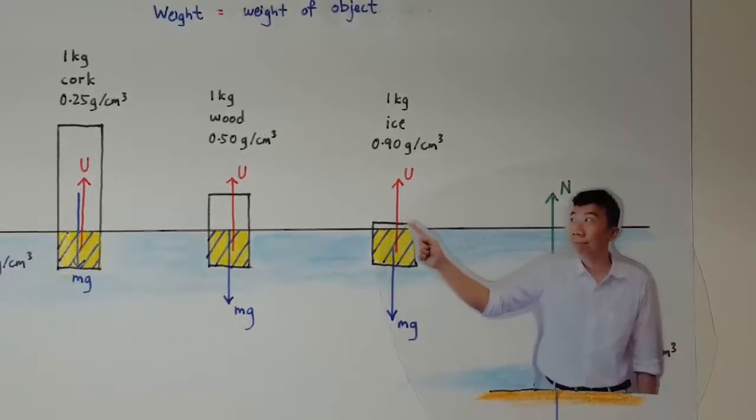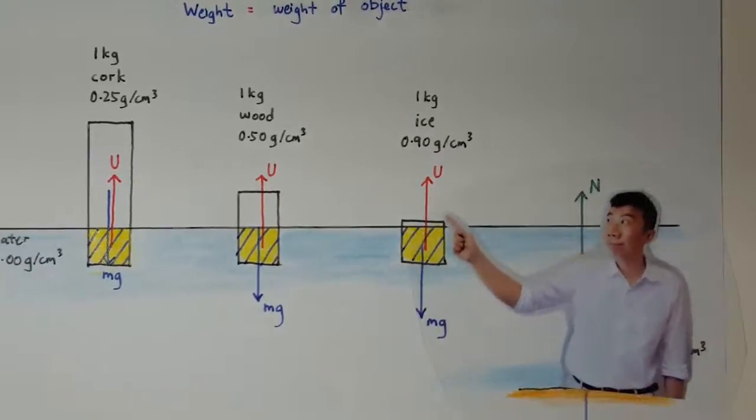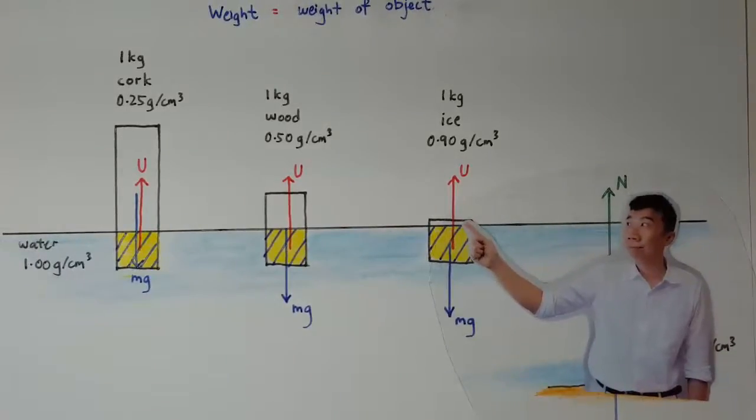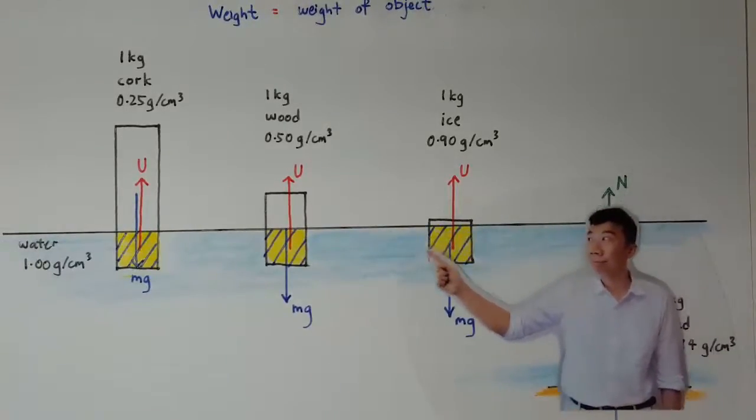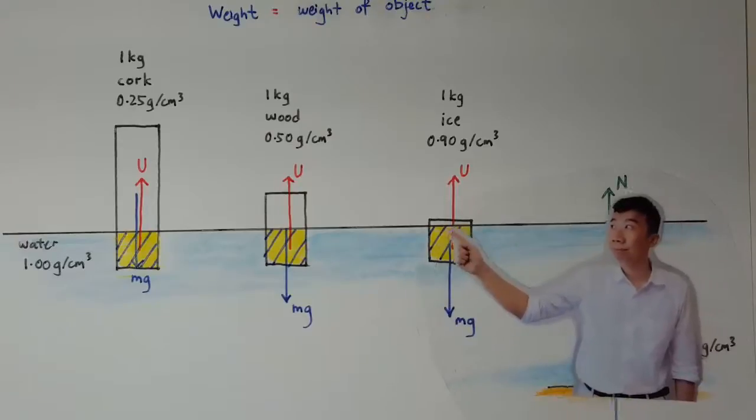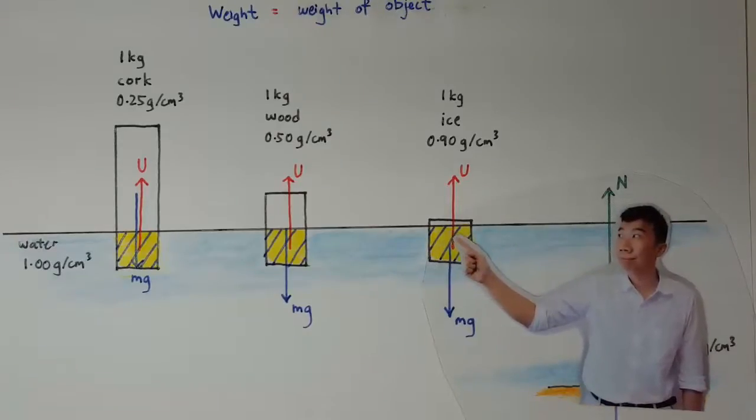A kilogram of ice will be even smaller in volume, and it will float with almost 90% of its volume submerged before it can displace its own weight of water.